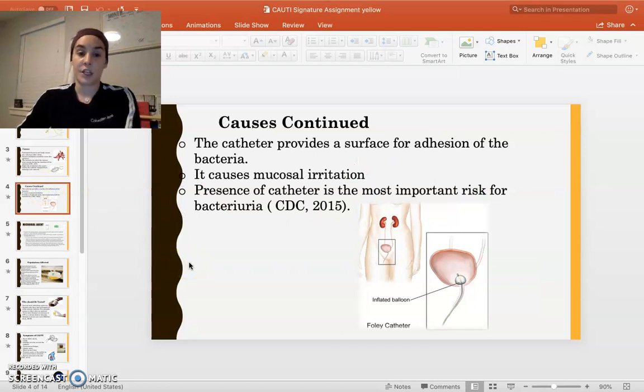So the causes continue. The catheter provides a surface for adhesion. This means that, for example, if the nurse is manipulating the catheter, it can cause a small adhesion, and bacteria love adhesions, and this can also cause an irritation, and if there's irritation, then the body produces mucus. Basically as a line of defense, but the mucus is also infested with bacteria as well.